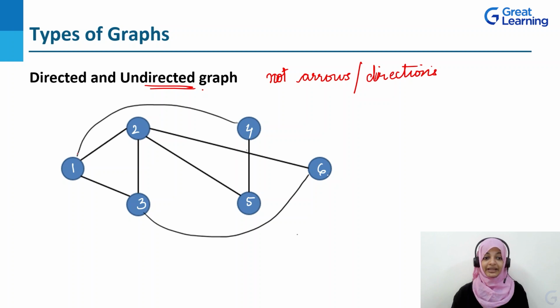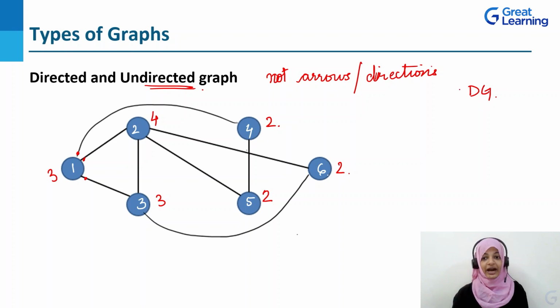Here, as we can see, the degree of vertex 1 is 3. The degree of vertex 2 is 4. Degree of vertex 4 is 2, degree of vertex 3 is 3, degree of vertex 5 is 2, and degree of vertex 6 is also 2. This is so that later on we can compare this with a similar directed graph.